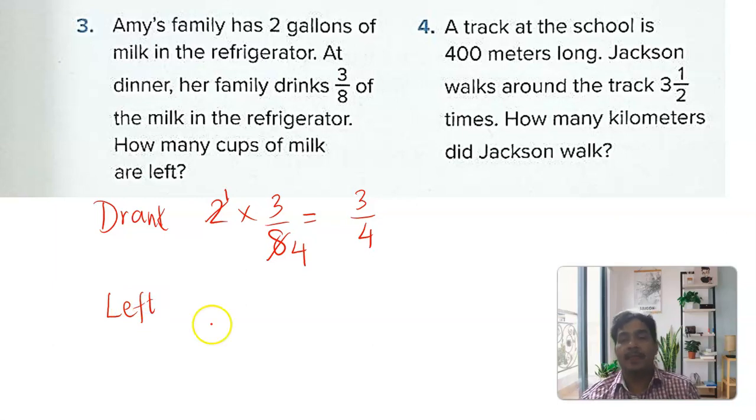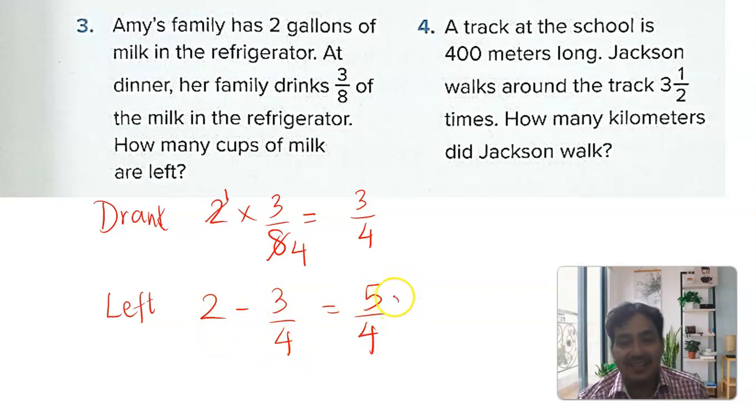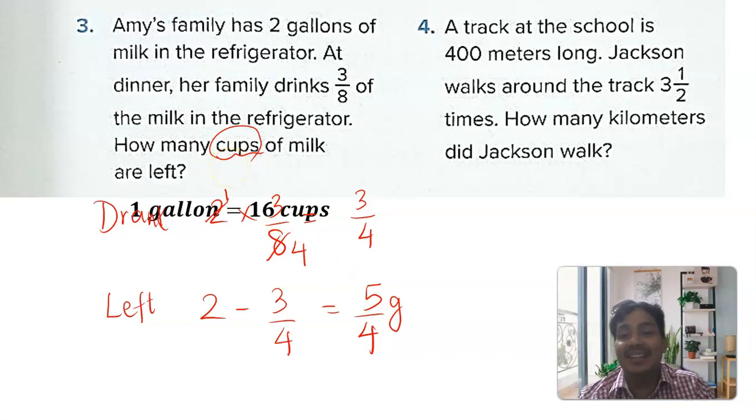Basically, 2 minus 3/4. If you do it carefully, this will be 8 minus 3, which is 5. So 5/4 gallons is left over. But they don't want the answer in gallons. They want it in cups. So do you know 1 gallon is how many cups? 1 gallon is 16 cups.